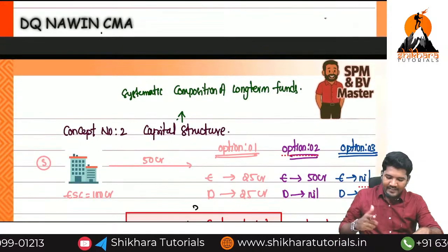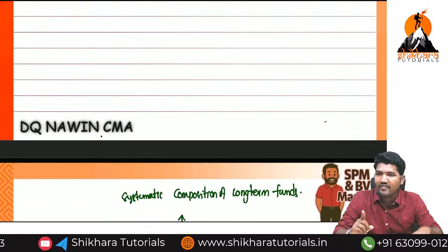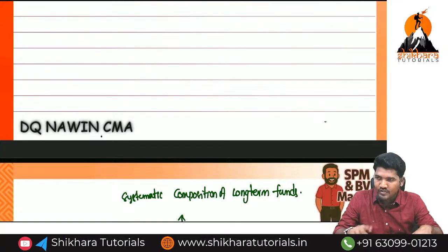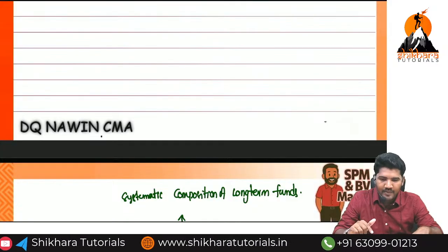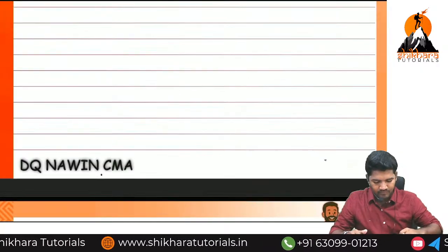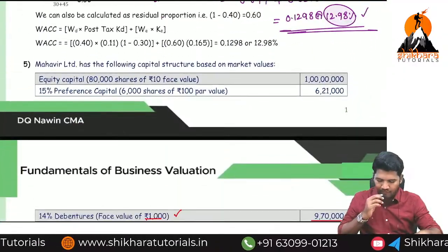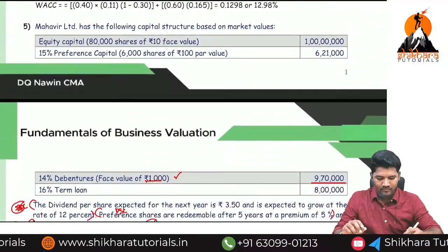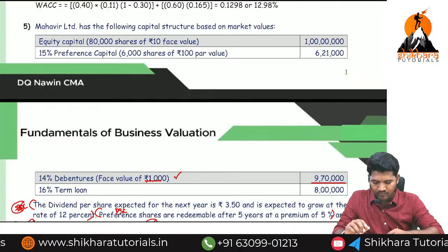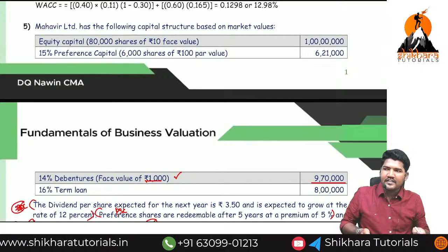So one problem relating to weighted average cost of capital is pending. First we solve that. After completion of the problem, we will start the capital structure. I think it is problem number 5. In your new material, it's problem number 6.